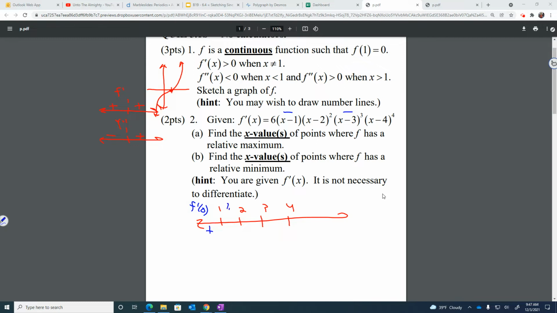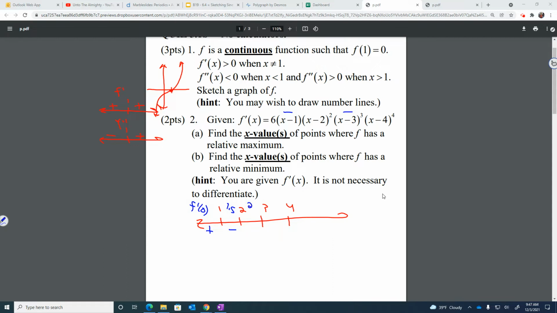If you try 1.5, evaluate that, well, this would be positive. This would be positive. It's always going to be positive. This one would be negative, right? Because it's going to be minus and it's an odd power. So basically, you only have 1 negative. If you plug this in, 1 negative sign, so this is going to be negative.